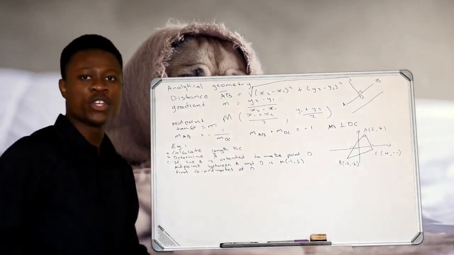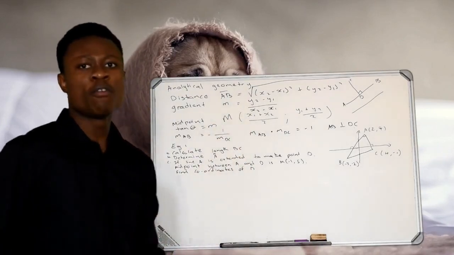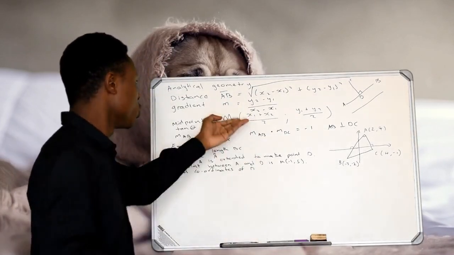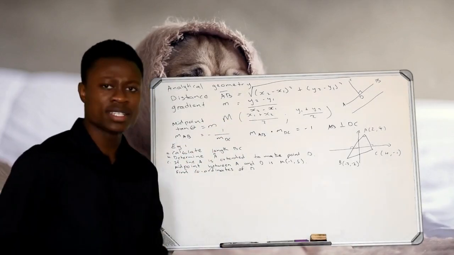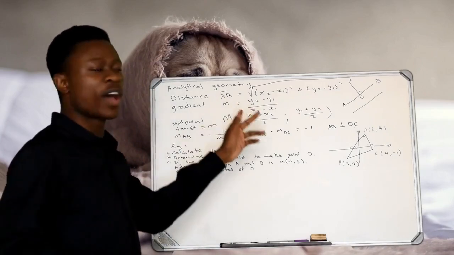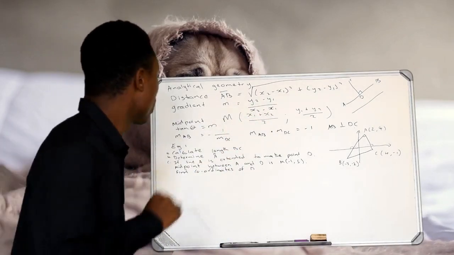And then the next formula you should know is the gradient formula. The gradient formula is basically a formula you've been using for a while, so you should know that formula. It's y2 minus y1 divided by x2 minus x1, right? You can also write it as y1 minus y2 over x1 minus x2, right?